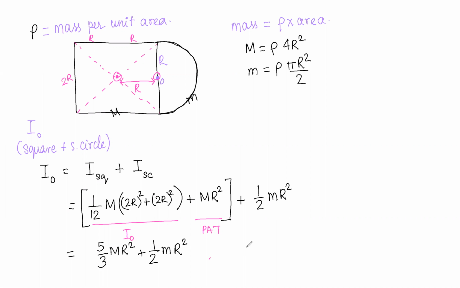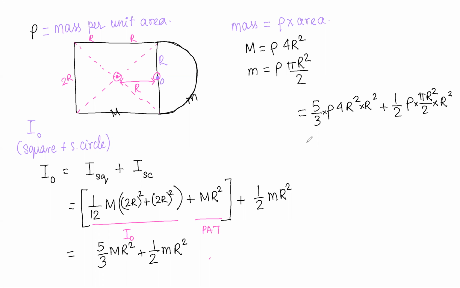Now I'll continue on the right side. Put the value of capital M. So this is equal to 5 by 3 into rho into 4r squared, that is just the value of M, again multiplied by r squared. So that's the total value, plus 1 by 2 small m r squared. So rho into pi r squared divided by 2, again multiplied by r squared. Don't forget the again r squared. Okay? So this is your term.